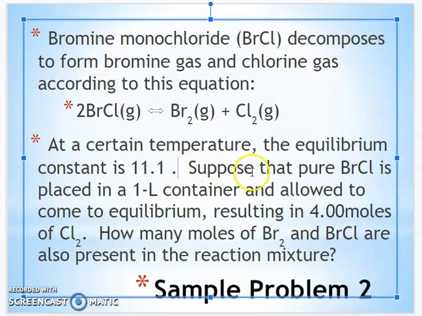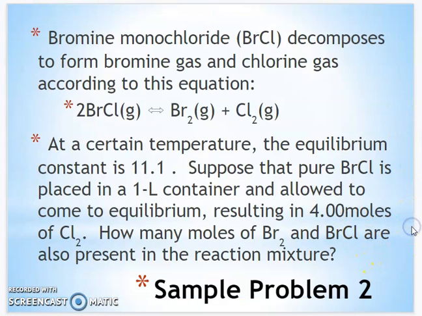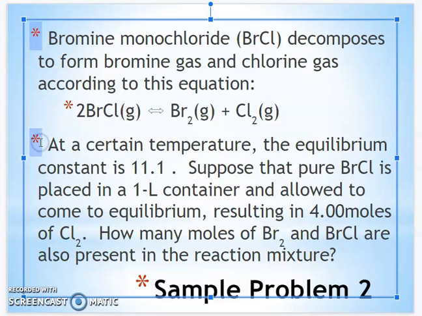And it says, suppose that pure BrCl is placed in a 1-liter container and allowed to come to equilibrium, resulting in 4 moles of Cl2. How many moles of Br2 and BrCl are also present in the reaction mixture? So suddenly now our problem is asking us for something completely different. And immediately I know some of you are like, what? I don't understand what's going on. That's okay. But you have all the information that you need to solve this problem here in this wall of text. All you have to do is break it apart.